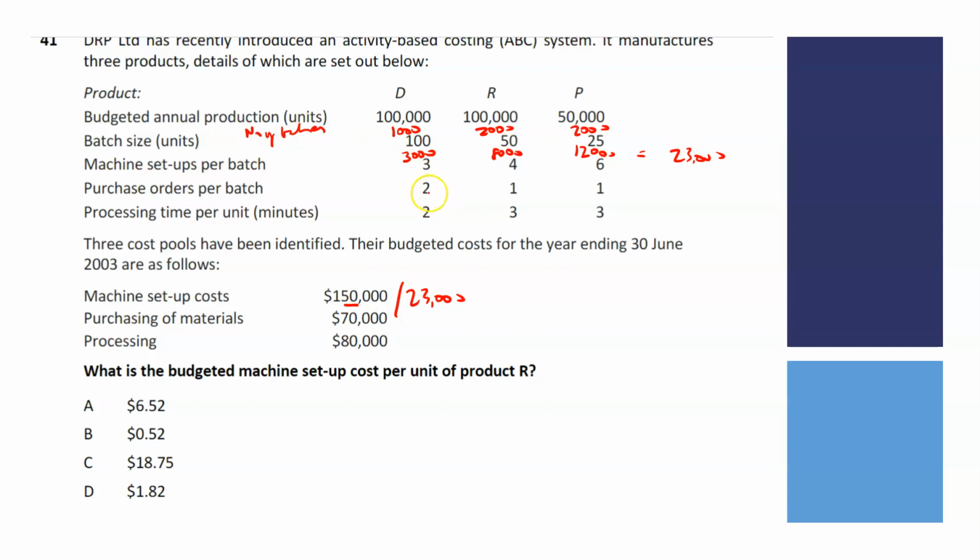I'll do exactly the same thing here. Purchase order per batch, so that's 2 times 1,000. So I have here 2,000. I have here 1 times 2,000 again. Well, this was 2, sorry, this was 2 times 1,000. This is 1 times 2,000.